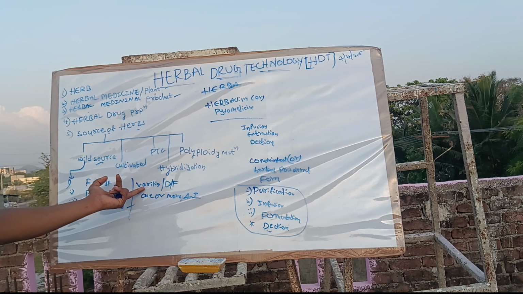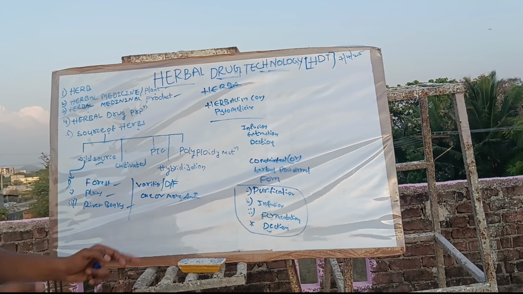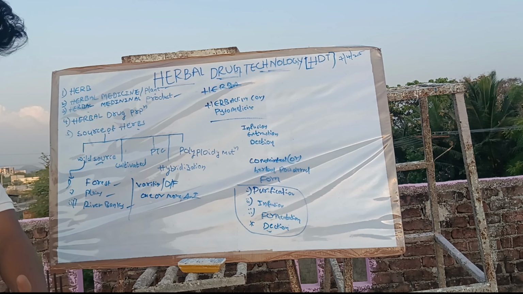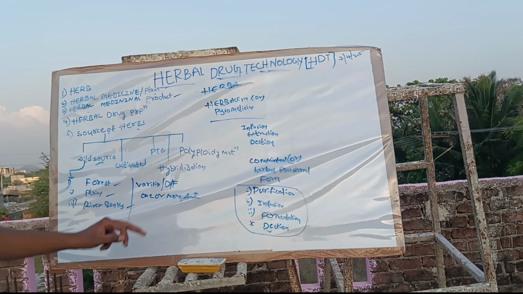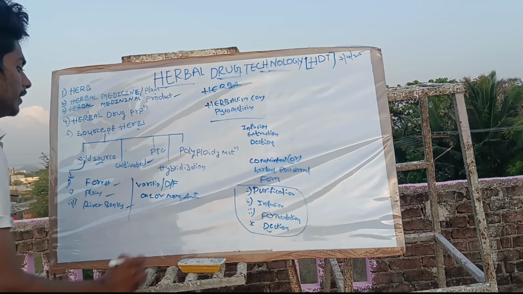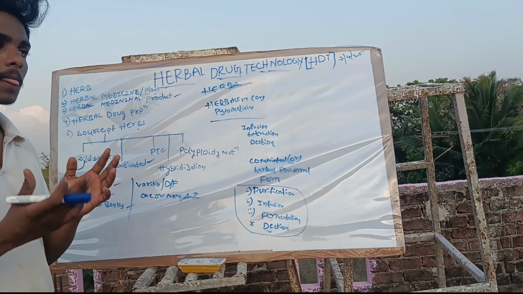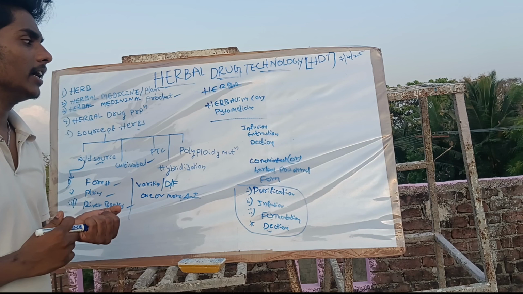These grow or produce new or different varieties of plants, and these consist of excipients also, and one or more active ingredients. Next, cultivated source. The herbs are cultivated.